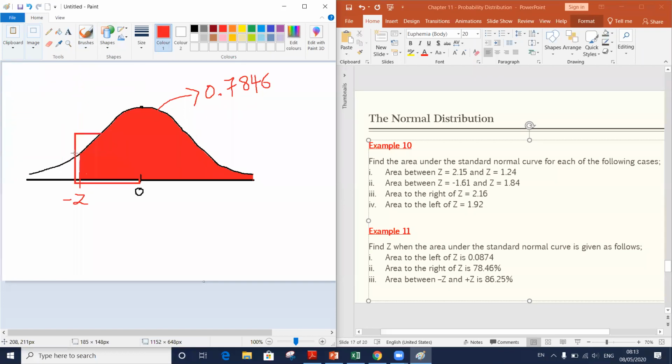So we should know this area from 0 to minus Z. What is the probability value? From 0 to minus Z, what is the probability value? What can you say? What should be the value here? I'm talking about this part. What should be the probability value here? How can we find it?